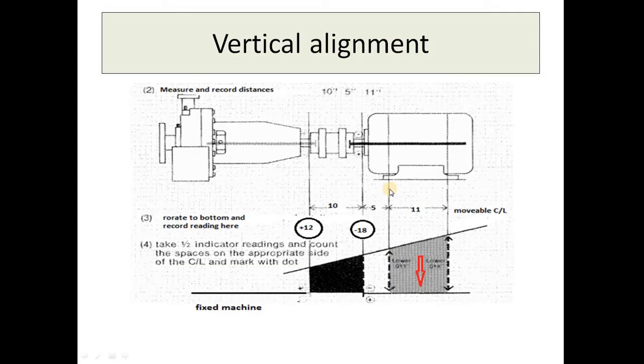Similarly, for vertical alignment, we have to follow the same sign. It is plus on the fixed side, that means it will be on the upward side, minus on the movable side, so it will be on the upward side.